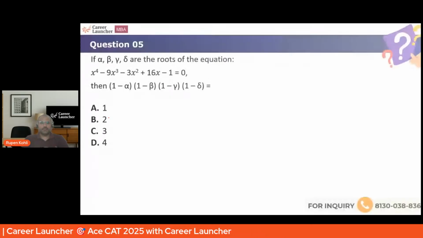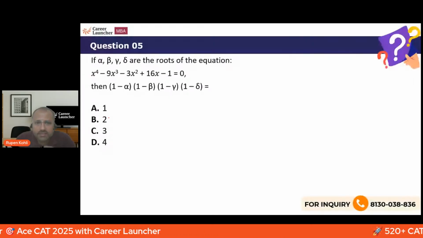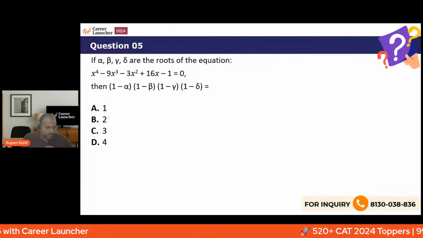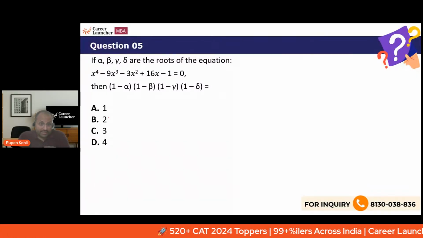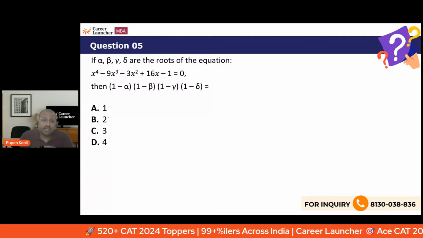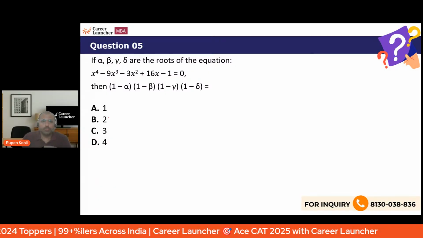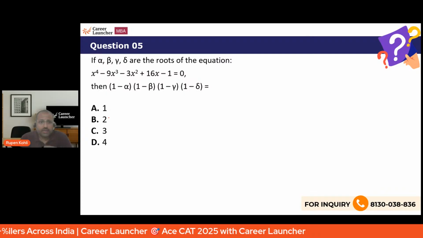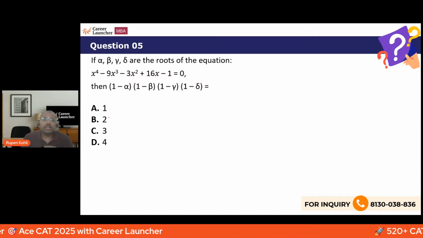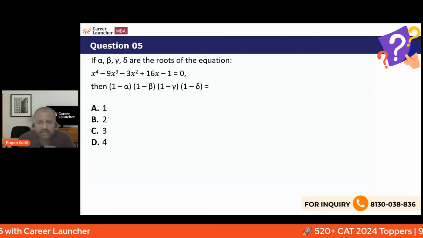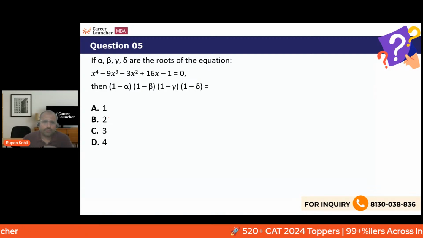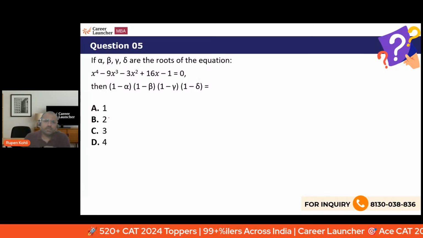Okay, now I promise you that this is quadratic equations and polynomials. So now you can see something which is beyond a quadratic. X power 4 is there, so a fourth degree polynomial equation is there, and it is given that alpha, beta, gamma, delta are its roots. Then we have to find the value of this expression, (1 minus alpha)(1 minus beta)(1 minus gamma)(1 minus delta).